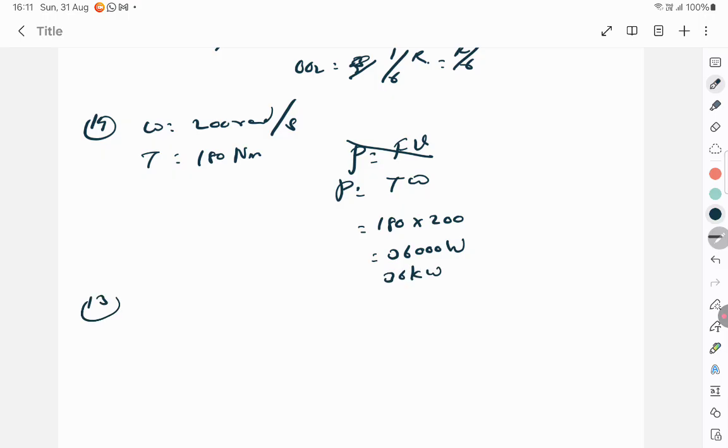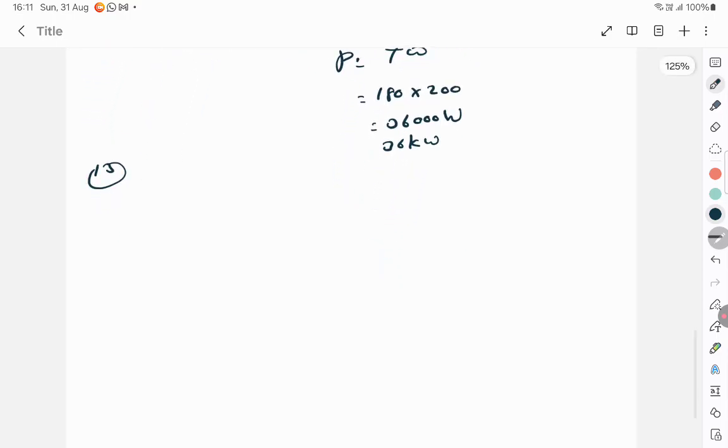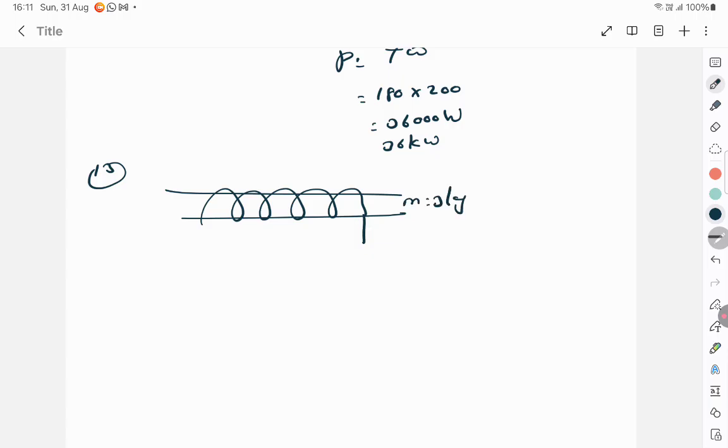So let's go to the next question, 13th. A rope of negligible mass is wound around a hollow cylinder. So let's take a hollow cylinder, with a rope of negligible mass wound around it. The mass of the hollow cylinder is 3 kg. The radius of the hollow cylinder r is given to be 40 centimeter. What is the angular acceleration of the cylinder? The rope is pulled with a force of 30 Newton.